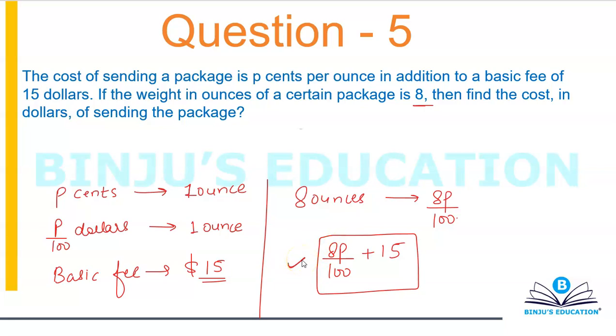Now the reason why I took this question is sometimes in a rush some of you are going to miss out this thing, that is cents, and you will go okay p for 1, so for 8 it's going to be 8p, so simply say your answer is 8p plus 15. Okay, it's a very easy question. Let's move on.